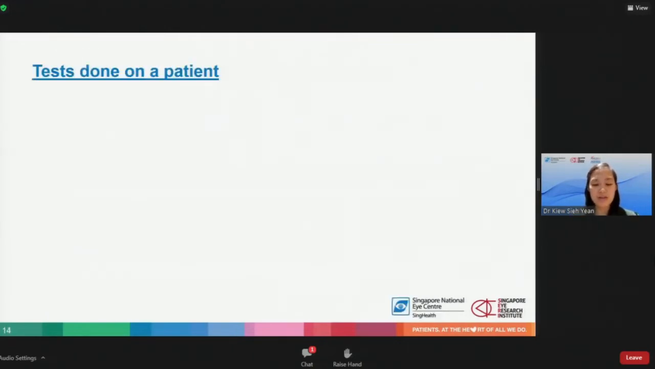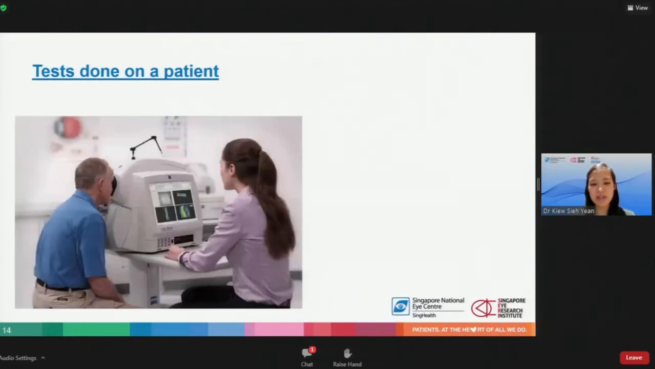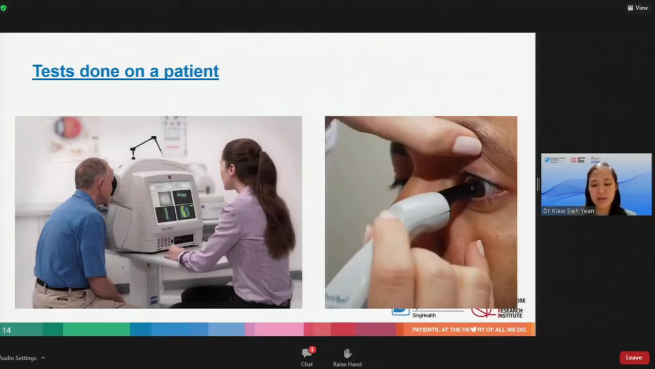Other tests for glaucoma include taking pictures or scans of the optic nerve and doing tests to determine the risk of progression of each individual, such as measuring the thickness of the cornea.